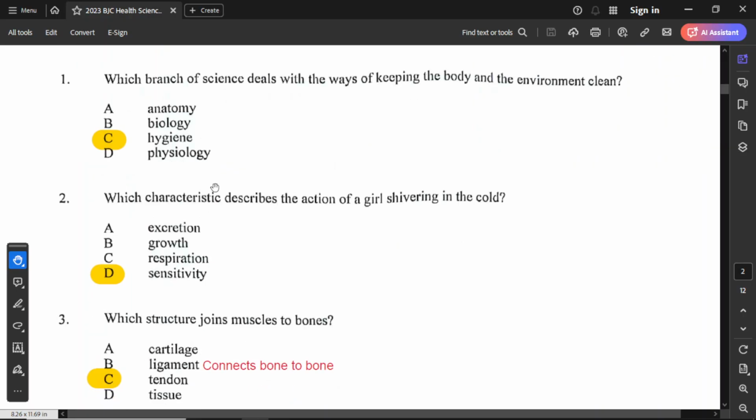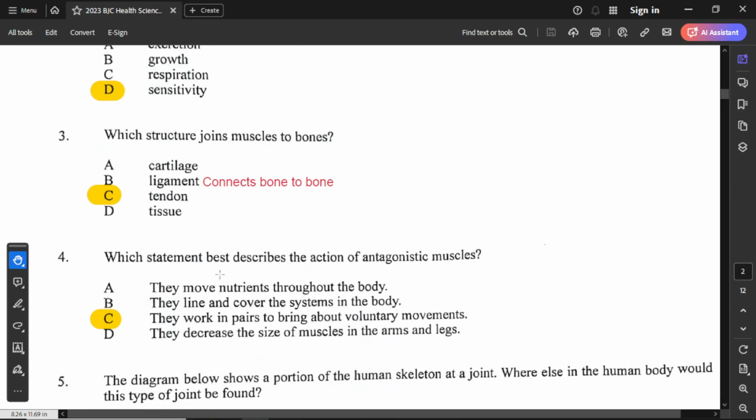Question number 2, which characteristic describes the action of a girl shivering in the cold? And this is sensitivity, also called irritability. So D is correct. Question number 3, which structure joins muscle to bones? And this is a tendon. Ligaments connect bone to bone. Cartilage is found at the ends of bones and reduces friction. And tissues are made up of cells, or simply, when cells combine, they form tissue.